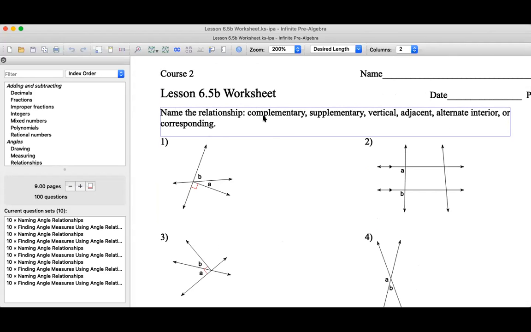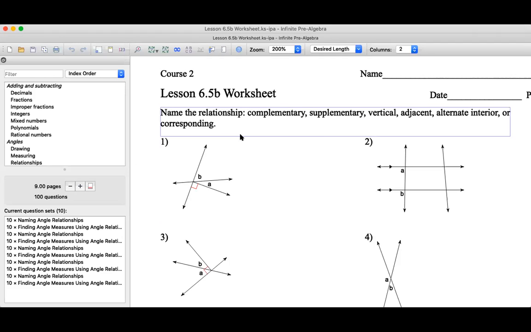Complementary means that they form 90-degree angles together. Supplementary means they form 180-degree angles. In other words, they make a straight line. Vertical means they're an X and they're opposite each other. Adjacent just means they're next to each other. Alternate interior angles, you got to have parallel lines, and they got to be on the inside, and they got to alternate. And corresponding, they got to be parallel lines, and they got to be in the same position as the transversal. Okay.